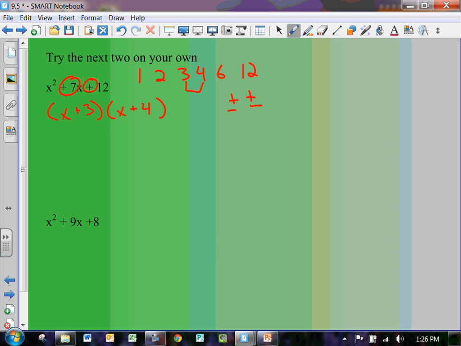Trying that out, first gives you x squared. Outers gives you a plus 4x. Inners gives you plus 3x. And last gives you plus 12. So x squared plus 7x plus 12. So that works out. So here's your answer.